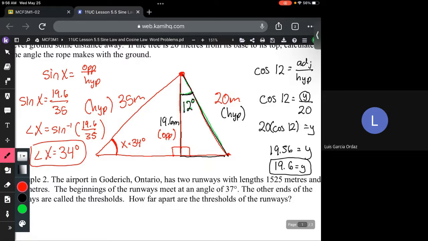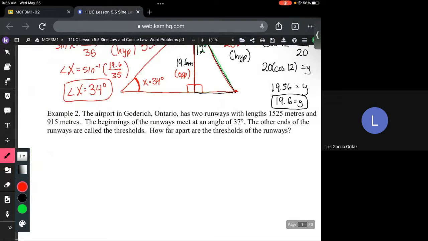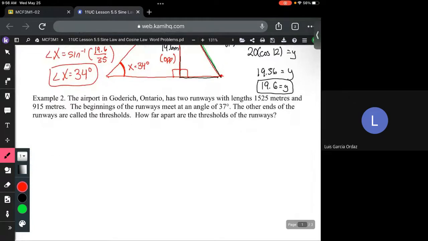Okay, next question. The airport in Goderich, Ontario has two runways, one with a length of 1525 and the other with a length of 915 meters. So the beginnings of the runways meet at an angle of 37 degrees.